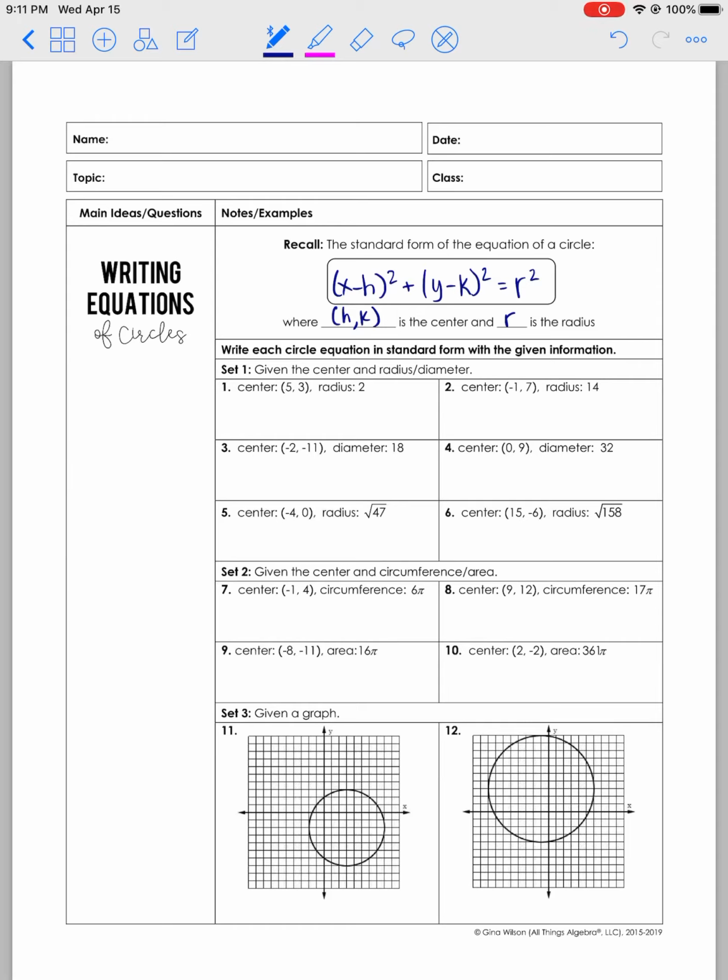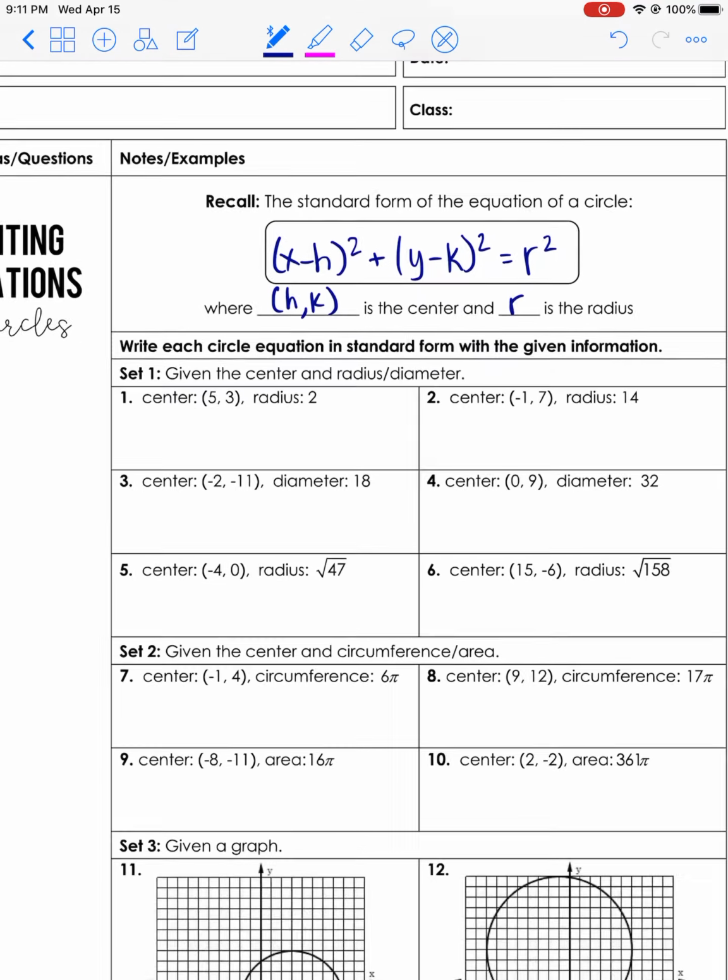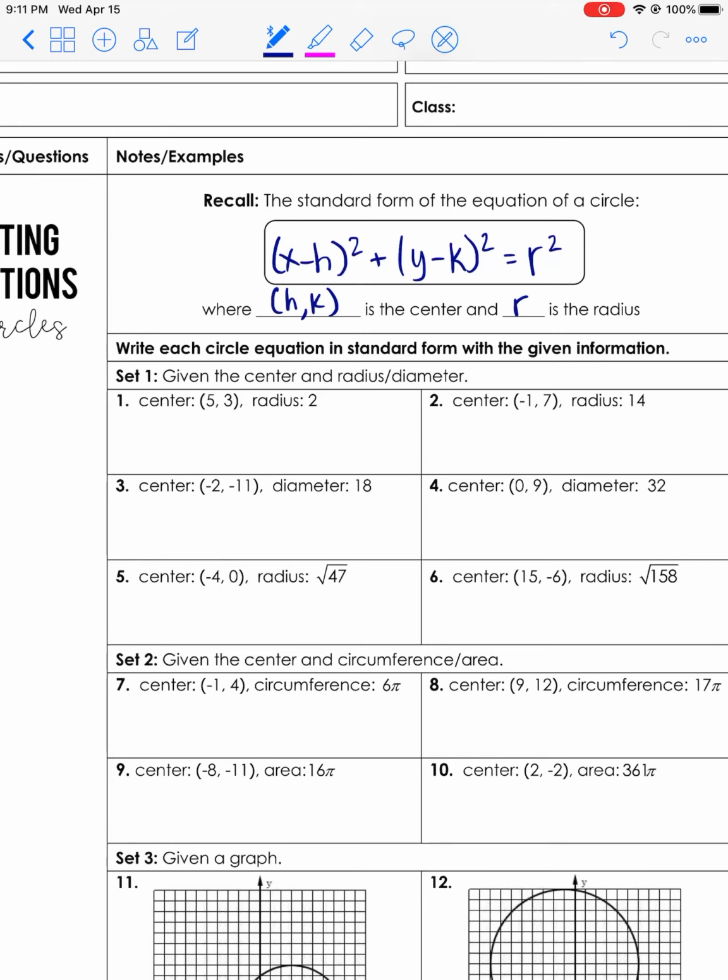So the most straightforward way to do this is when you're just given the center and the radius. So looking at question 1, it's going to look like this. X minus 5, remember we always want the opposite, plus y minus 3 squared equals 2 squared, so equals 4. Your goal here is just to do the exact opposite of yesterday. If you were to see this equation by itself, you would be able to say, oh, the center is (5, 3), the radius is 2.